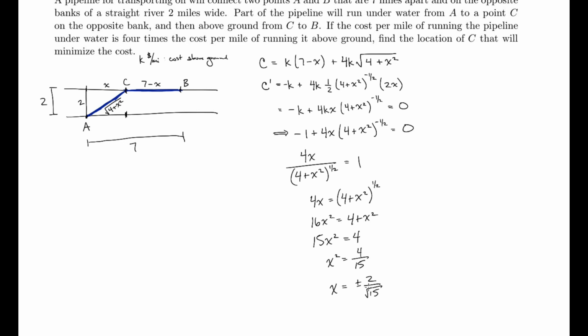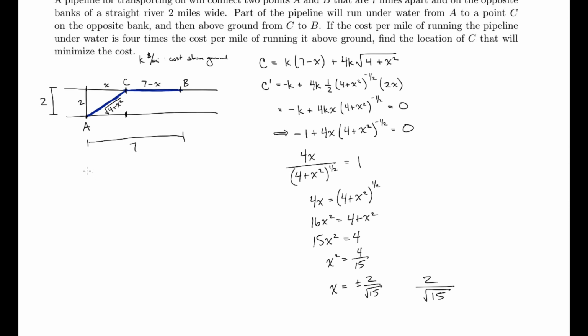However, we need to make sure which of these two it can actually be. Notice that x being negative would mean that we go backwards. That's certainly not going to give us a minimum cost. And so we actually have x equals positive 2 over root 15. And now all we need to do is make sure that this actually does give us a minimum cost. And so we can use our first derivative test again.